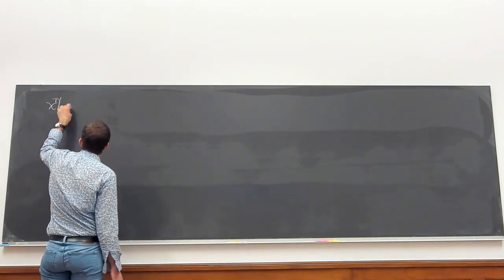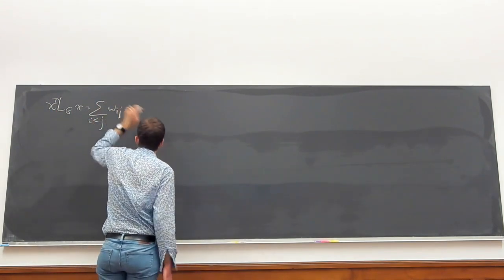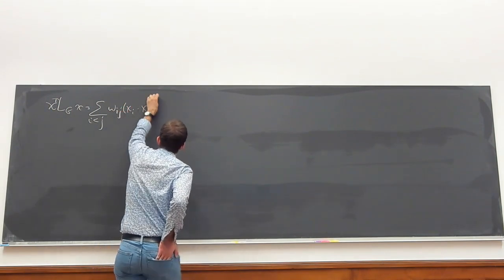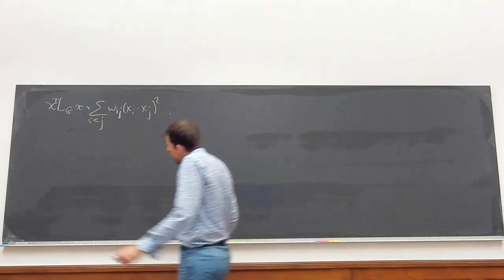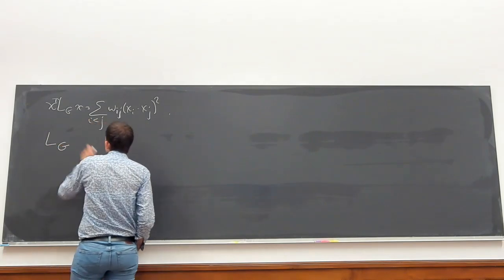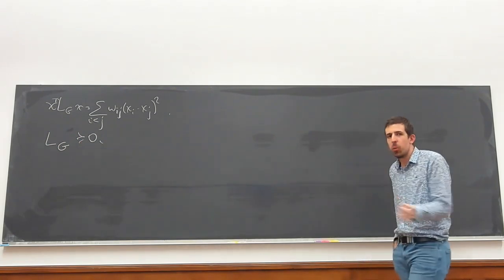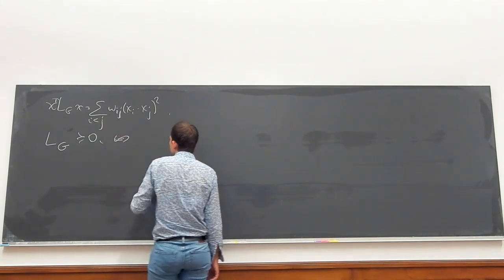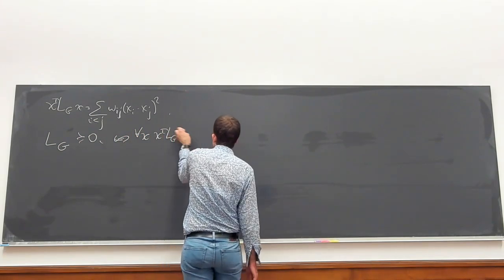Okay, so what do we know about the Laplacian? Let's write the important equation again and start by noticing things that we know about it. First of all, I claim the Laplacian is positive semi-definite. All its eigenvalues are either 0 or positive. There are no negative eigenvalues. Why? An equivalent definition is saying that for all x, x transpose L_G x is non-negative.